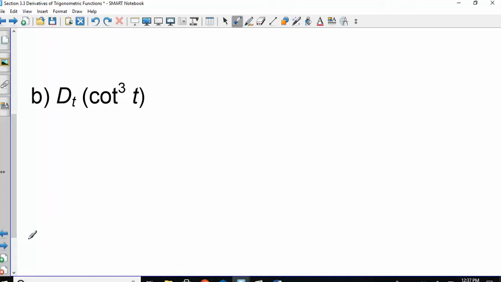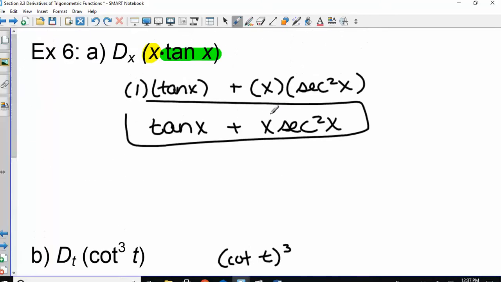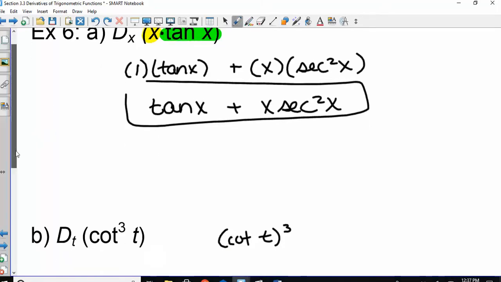Derivative of cotangent cubed t. Okay, that's just another way of writing cotangent to the third. Do you not have to do another product rule for? No, because we already did the derivative once. If I ask for the second derivative, you'd have to do product rule again. With these trig functions, a lot of times, it gets uglier as you do derivatives. It's not like polynomials where it gets nicer looking.